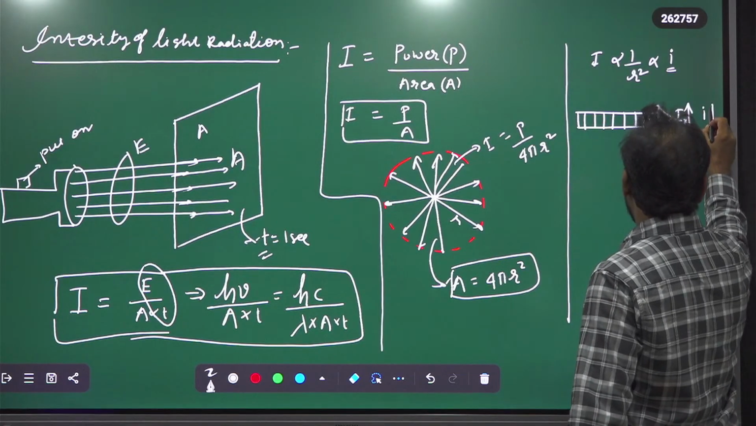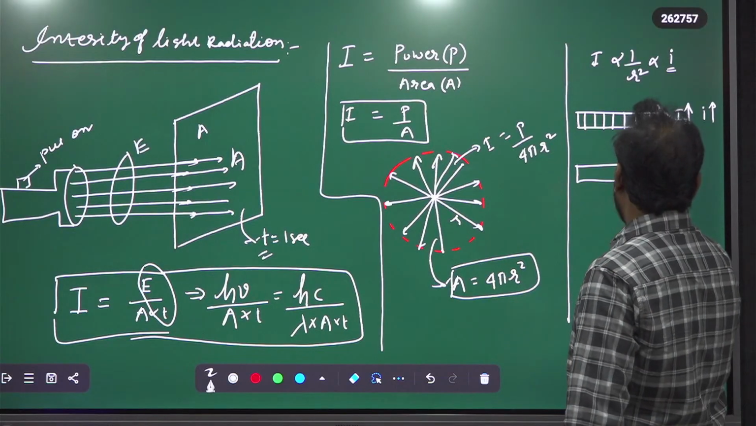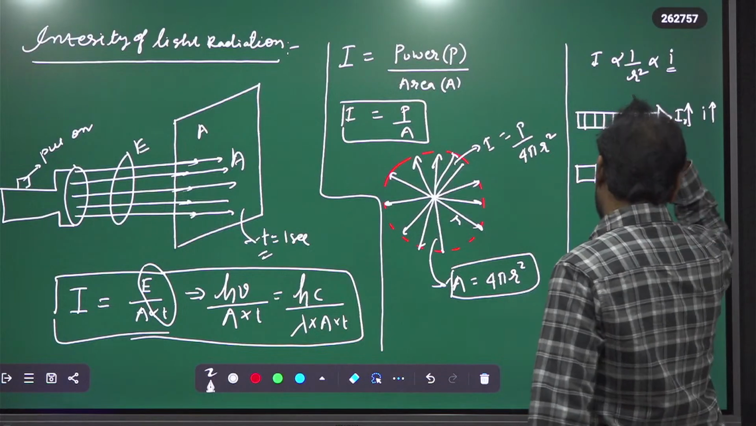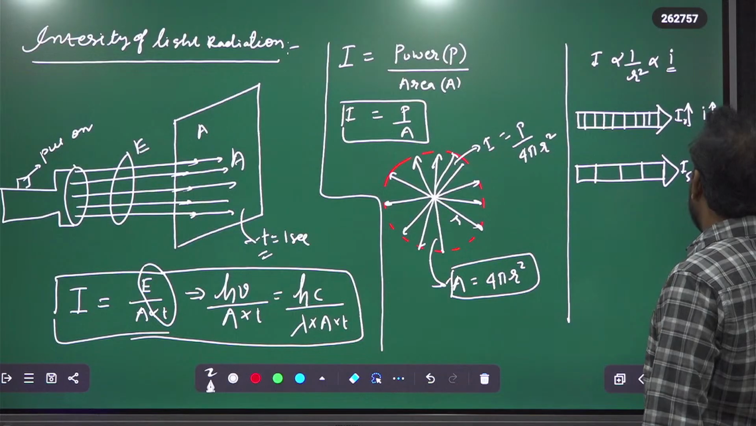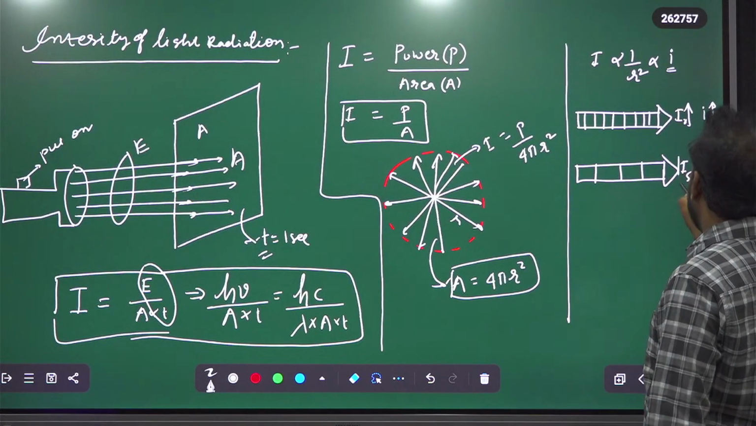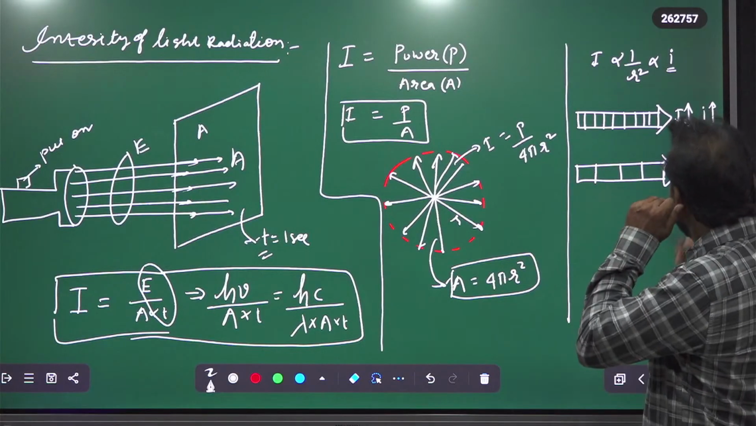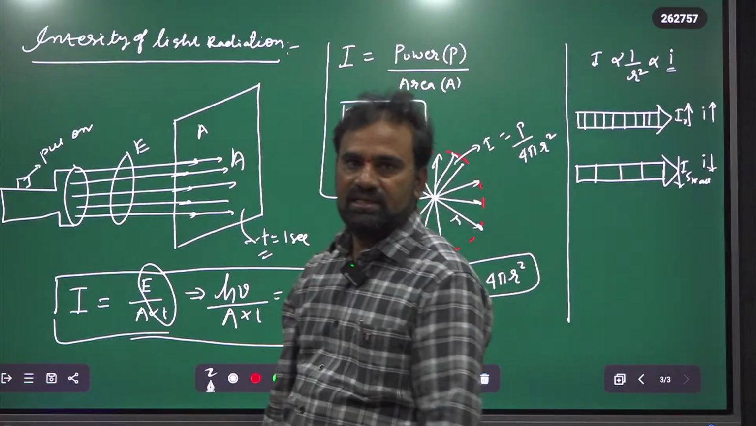It can emit a large amount of current. If the light ray consists of a small number of photons, like this, where intensity is small, then if the intensity is decreased, the electric current also decreases. When the intensity is increased, automatically the electric current also increases. Is it clear?